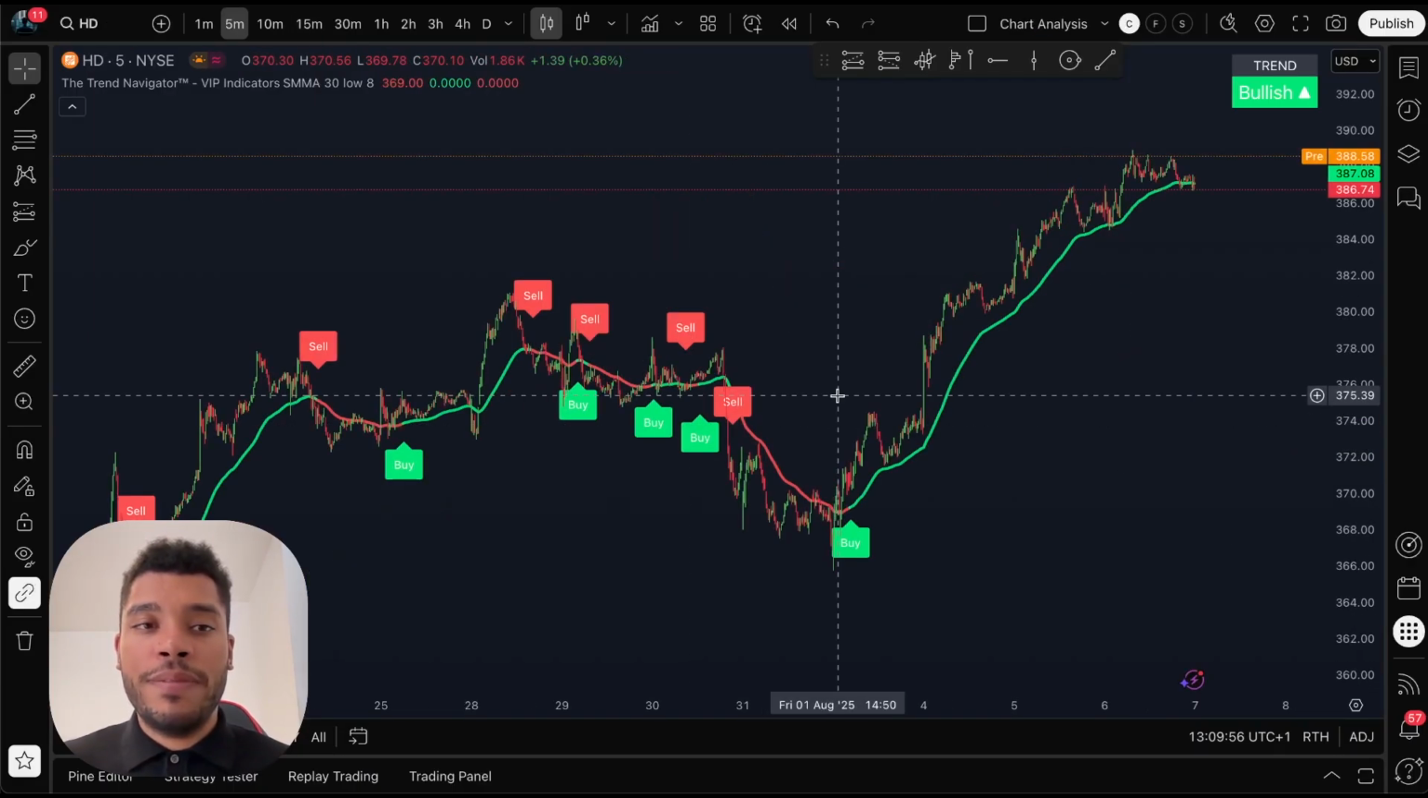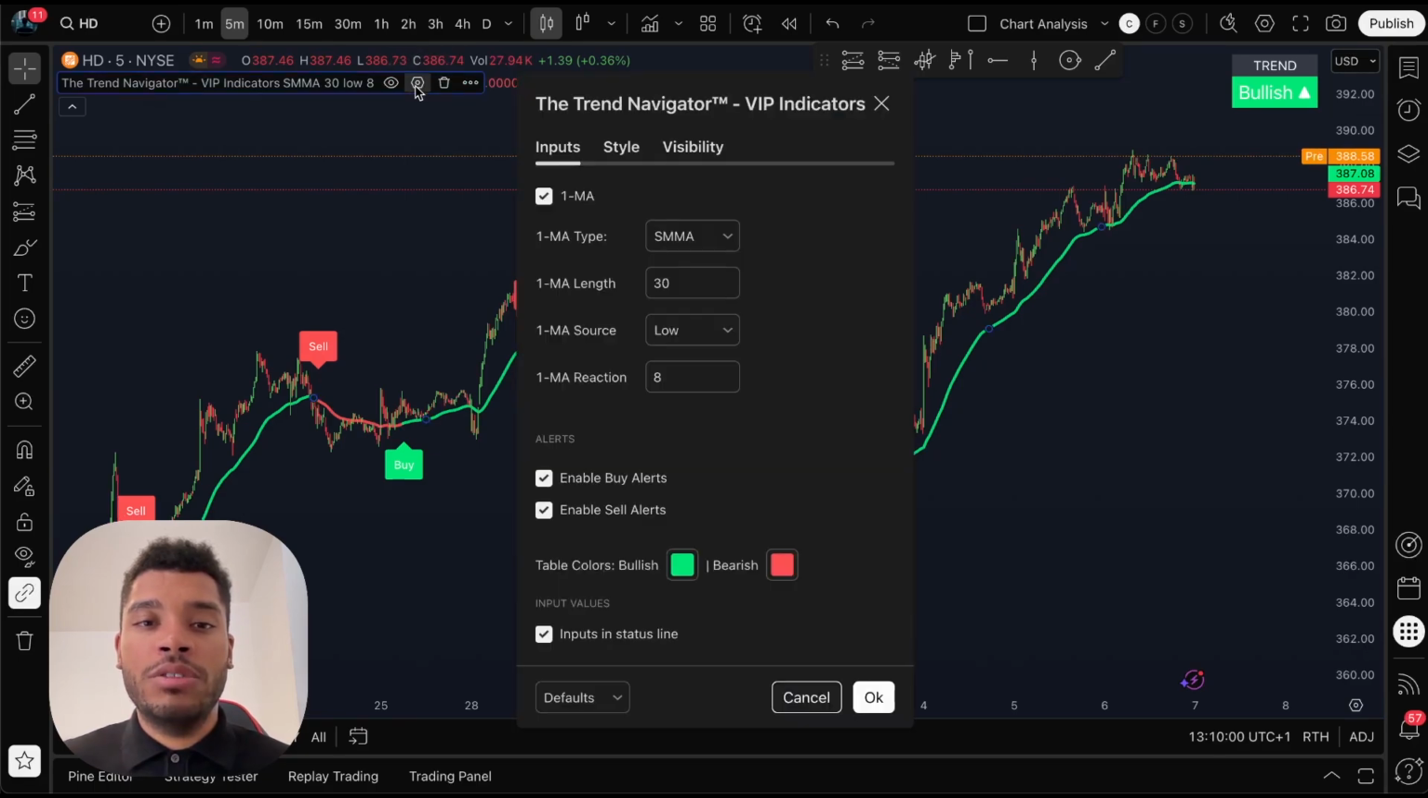So this is the 5 minutes time frame, and these are the settings that you need to use if you want to trade on this specific time frame. So where it says one MA type, you need to put SMMA, one MA length, you need to put 30, one MA source low, and one MA reaction 8.